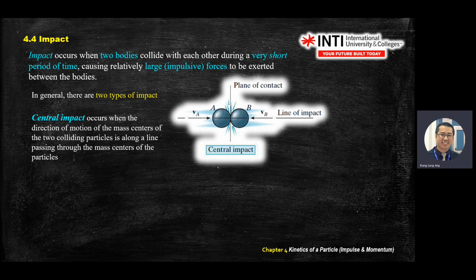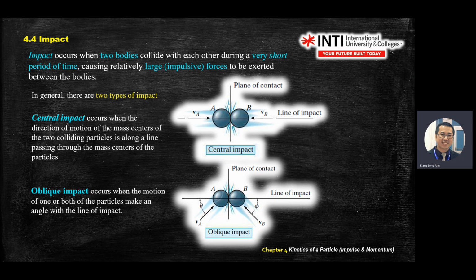The first one is central impact, meaning they come along the same line of impact. Another one is called oblique impact. Here they meet at one point. They come with a certain angle, not necessarily along these two arrows, but with different angles, and they meet at a certain point. They meet at the plane of contact with an incoming angle. For example, A comes in with an angle on the left, and B comes in with another angle. This is called oblique.